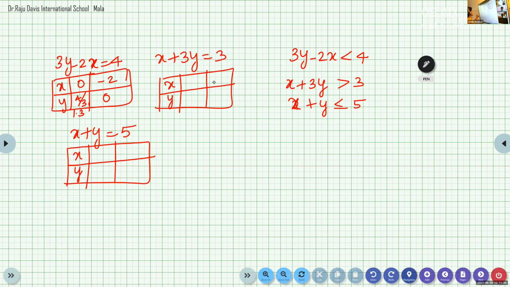Same way, find out the solution set of the next one. Find the solution set of the next line.